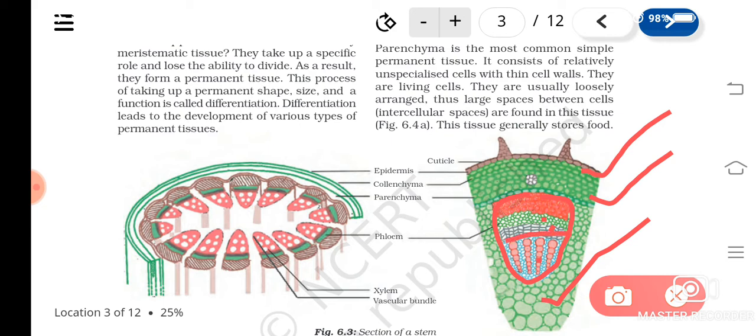Okay, so in detail you will study later in higher classes only. And you see, this is the way how the tissues are arranged in a plant, okay.